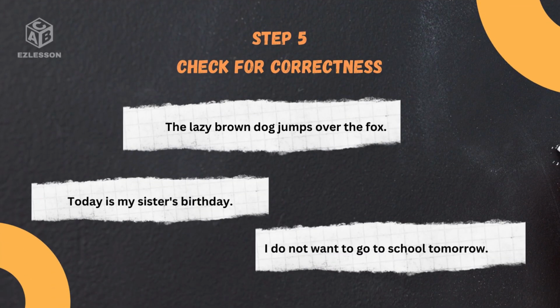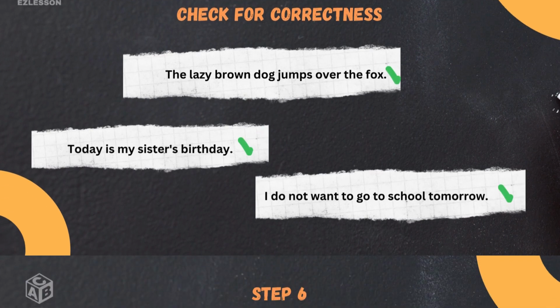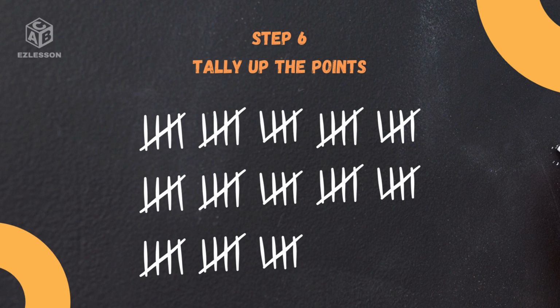Check for correctness. Once the timer is up, have each group read their reconstructed sentence aloud. As a class, review each sentence for accuracy and correctness. Award points for each correctly unscrambled sentence, giving bonus points for groups who finish quickly or demonstrate exceptional teamwork.